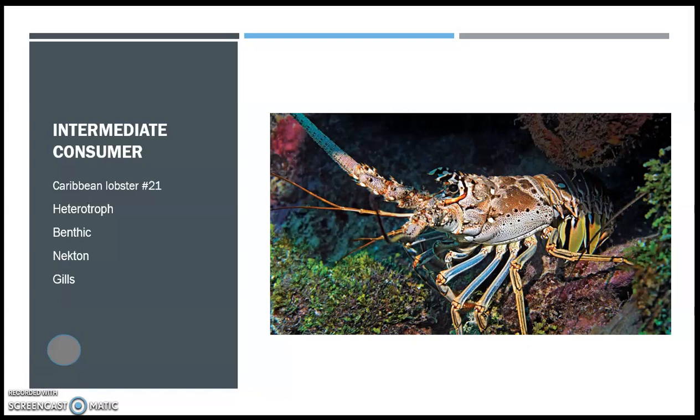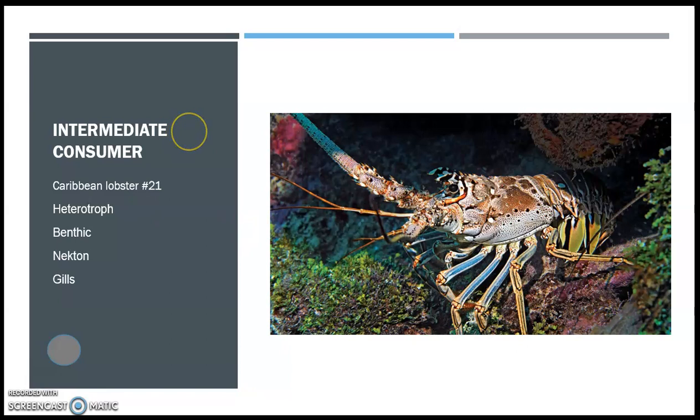So in the food chain, this would be an organism that eats or preys on herbivores or other first order consumers, but is preyed upon by top predators. So it's not the top predator, but it's also not the bottom of the food chain either. And then these lobsters also have gills to help with the exchange of oxygen.